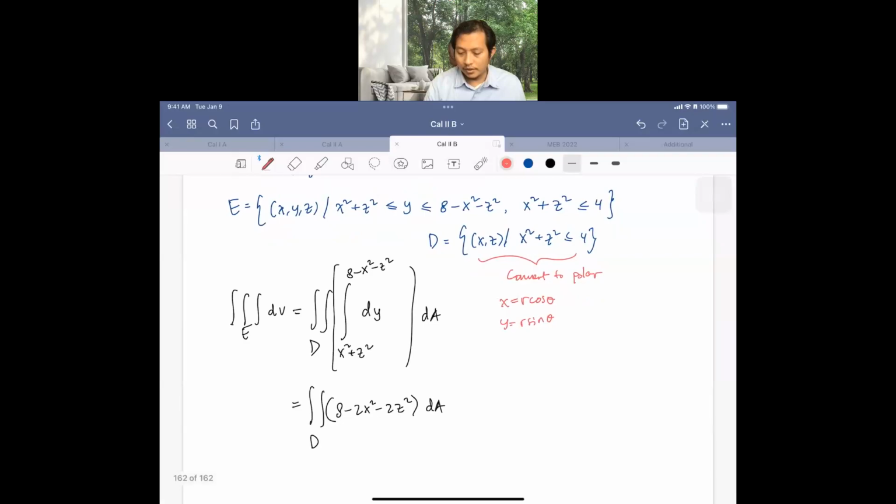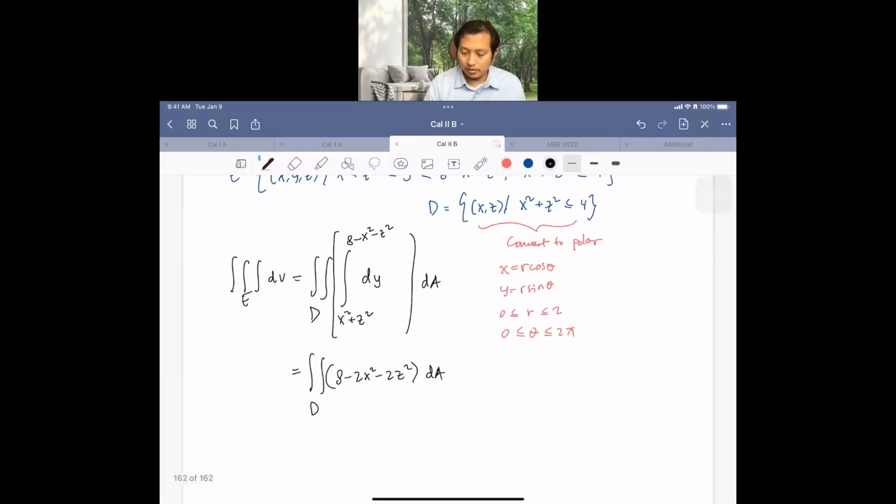So radius is from 0 to 2, and theta is from 0 to 2 pi. So we could just describe it in polar: 0 to 2 pi, 0 to 2, and this will be 8 minus 2r squared, right? And this will be r dr d theta. And solve as usual. I think you can just solve it and you can find the answer.